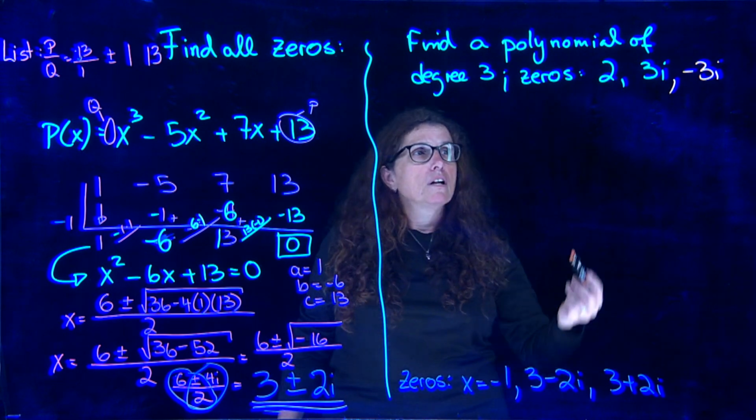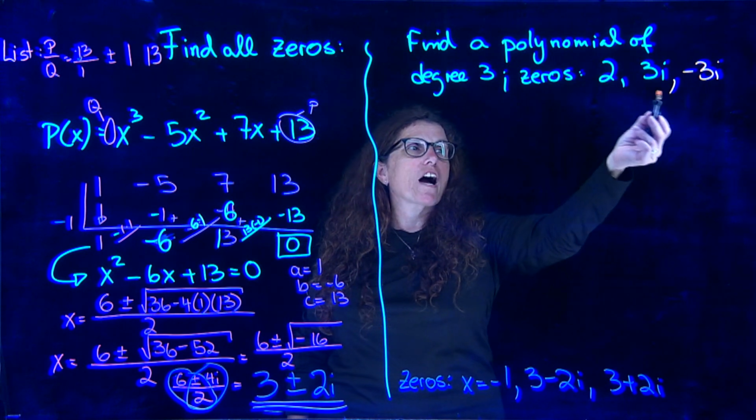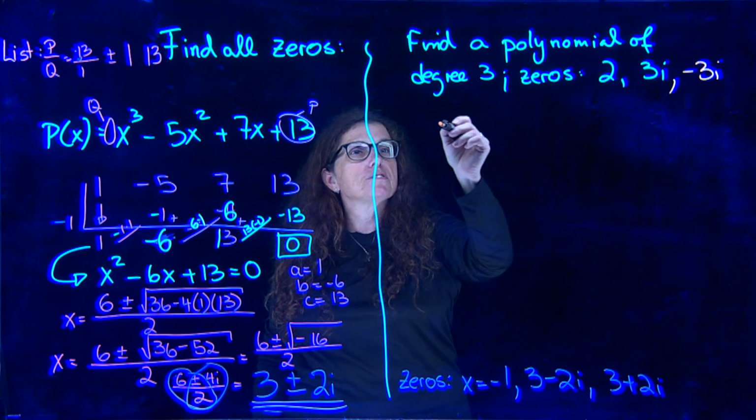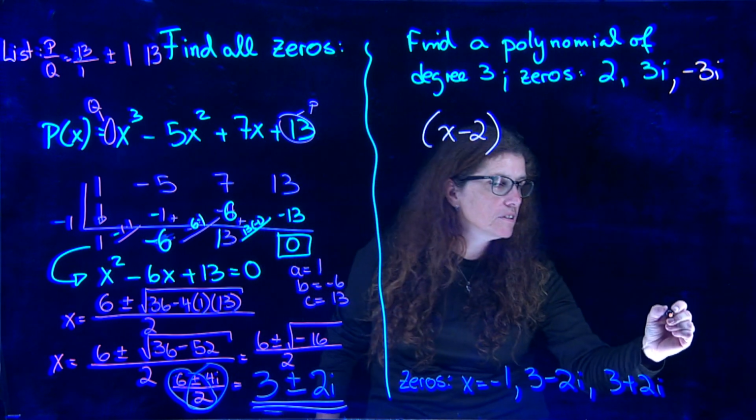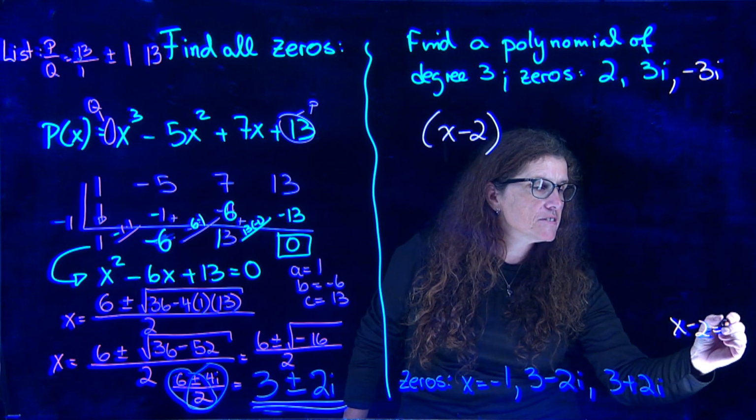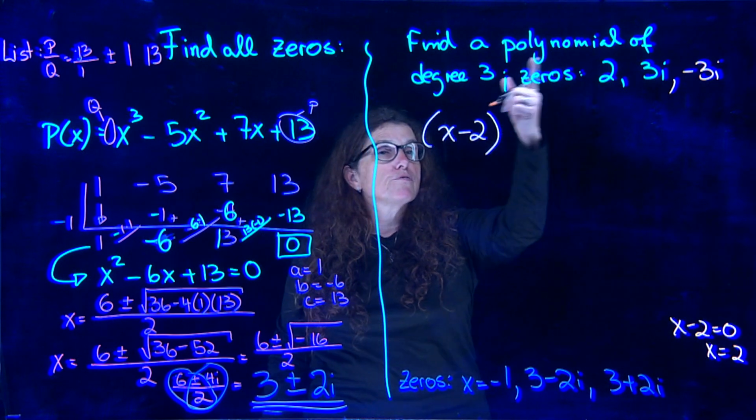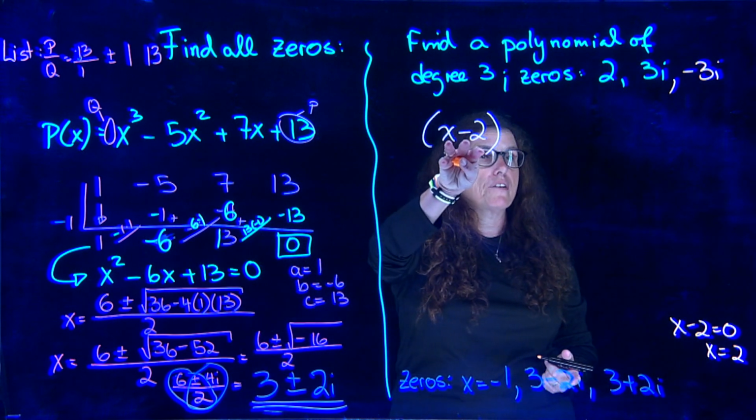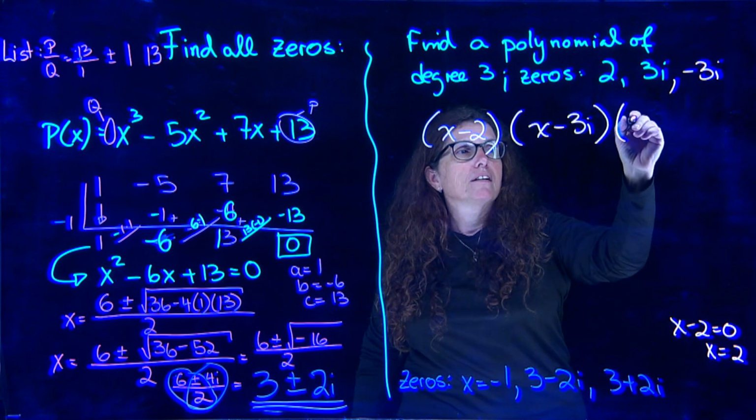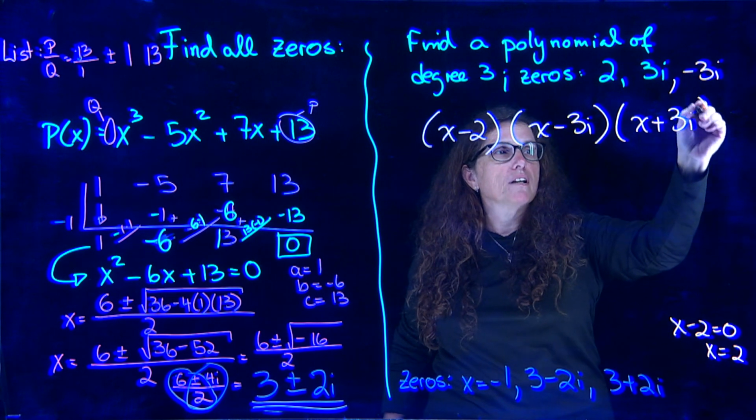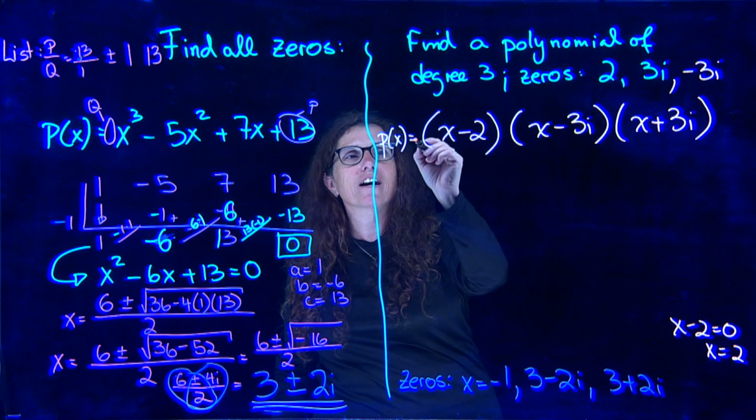Now what do we do? Well, these are my zeros. I want to write them now as factors. So if 2 is a 0, then my factor is x minus 2. Remember, a little sidebar over here. If I said x minus 2 equal to 0, I get a positive 2. So if I write it as a factor, I have to have the opposite sign. Times x minus 3i times x plus 3i. This is my polynomial, let's call it p of x, in factored form.